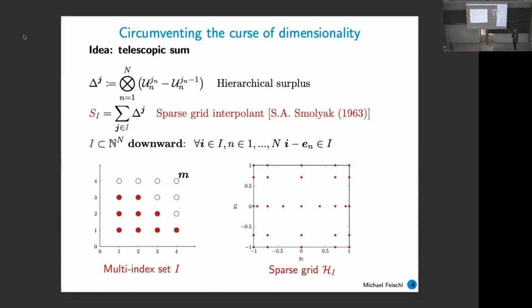So the idea is if you let J run in the full multi-index set n to the n, then you get the identity. And now the point is to pick appropriate indices to get a good sparse grid interpolant here. So here you have one example in 2D. If you pick those red points as your multi-index set, then you will get this sparse grid here, just as an example. And actually for this to be interpolatory, you need the index set to be downward closed. Very standard assumption.